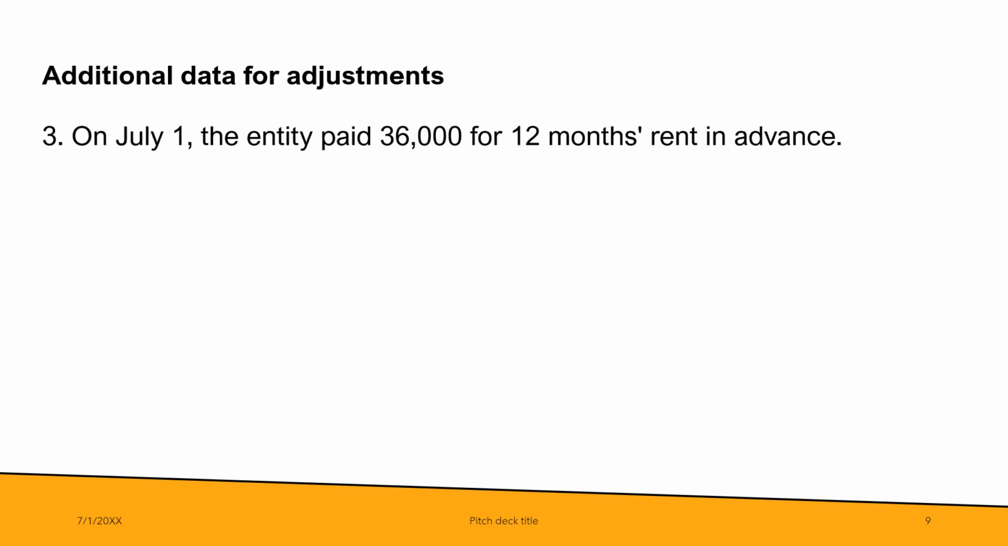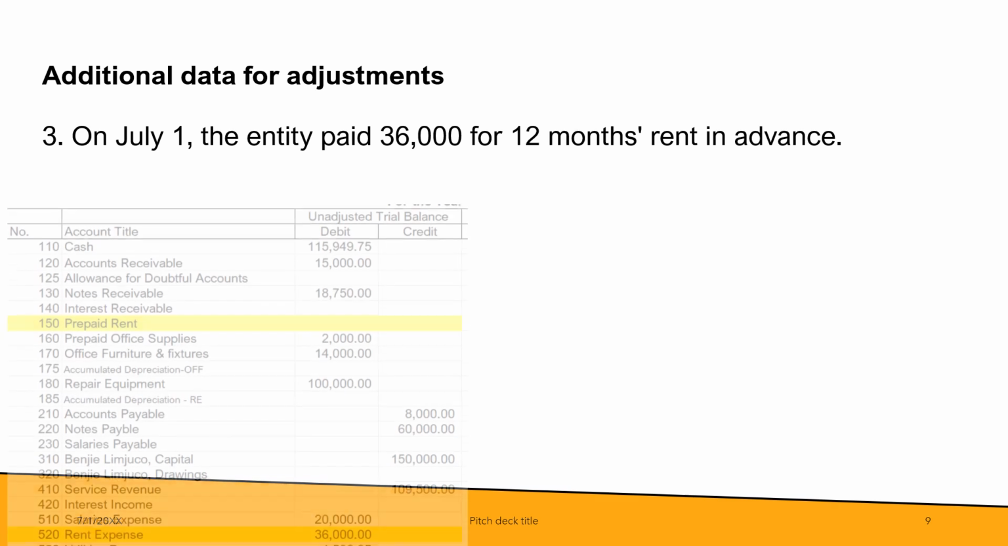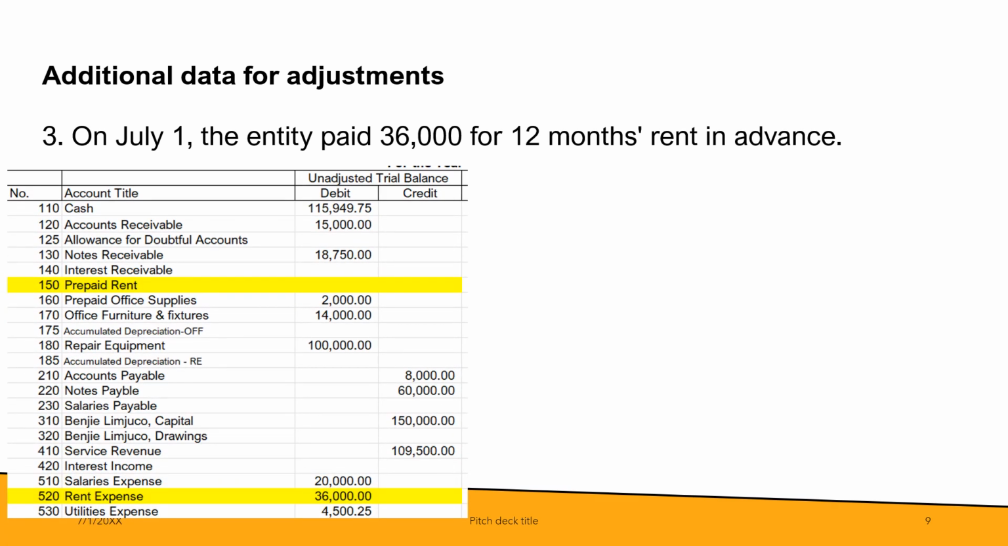Let's continue. Adjusting entry number 3: on July 1, the entity paid 36,000 for 12 months rent in advance. This is a prepayment, and you have to determine what method was used by the entity. It could be asset method or expense method. How to determine what method? You check your unadjusted trial balance. So what are the possible account titles that may be used by the entity for payment of rent in advance? It could be prepaid rent or rent expense.